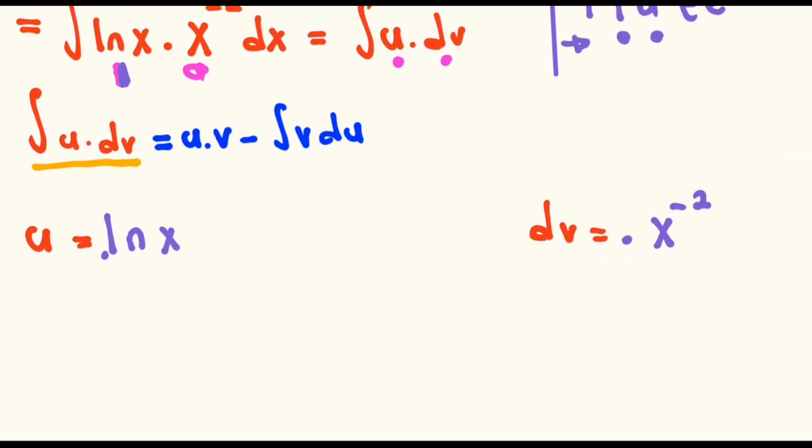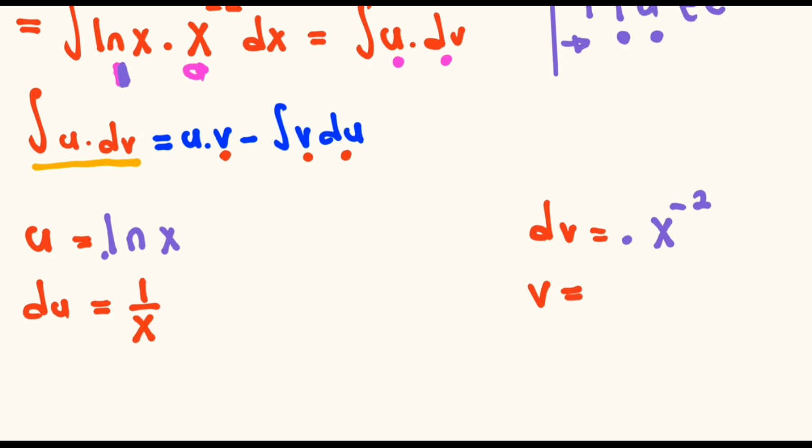This formula for integration by parts has du, and we only have the u. So in order for us to get the du, we differentiate the u. So the derivative of the ln x, which is the u, will be equal to 1 divided by x. And in the formula for integration by parts, we have the v, and we only have the dv. So in order for us to get the v from the dv, we have to integrate the dv.